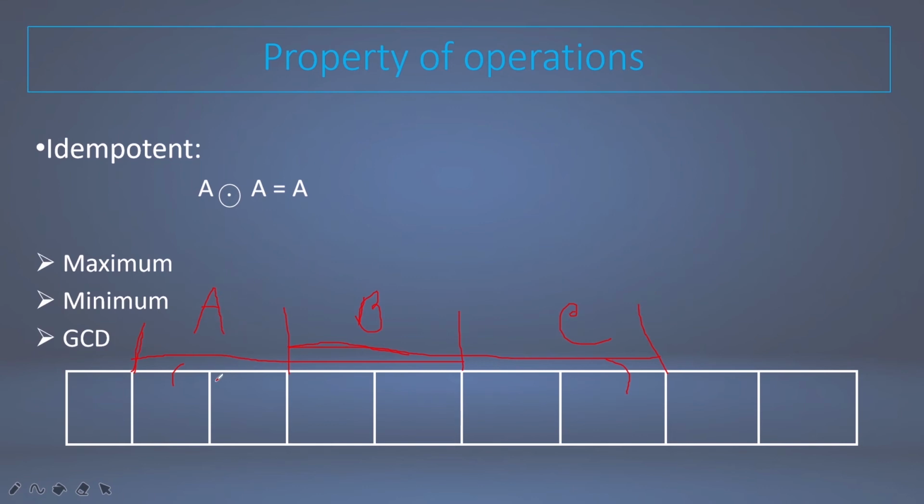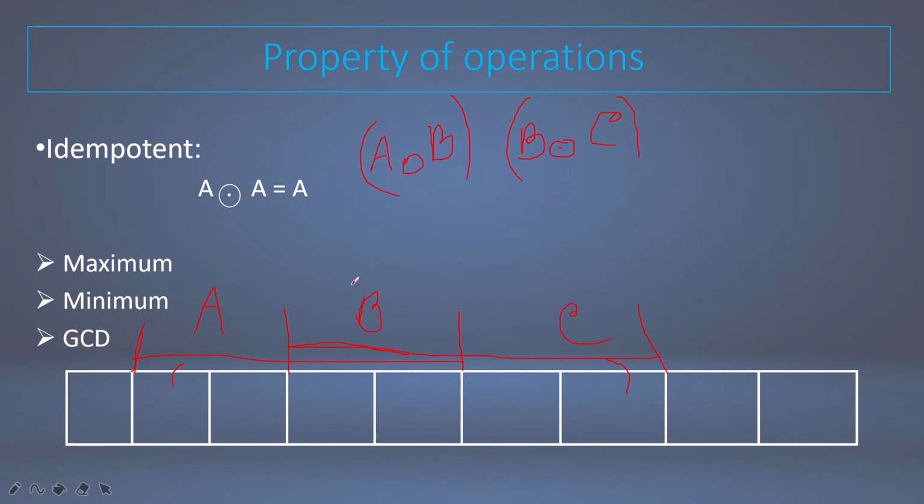So what we are doing is taking the maximum of these ranges. What is actually the maximum of A and B? We are doing A dot B, right? Then we are taking this range's maximum, which is the maximum of B and C. So we are doing B dot C, right? First we are doing A dot B, and then we are doing B dot C.